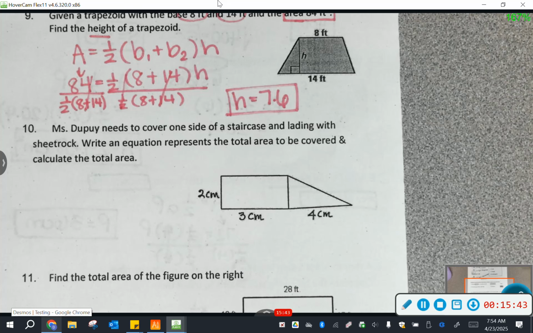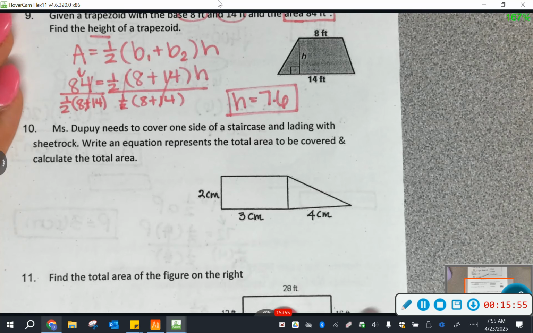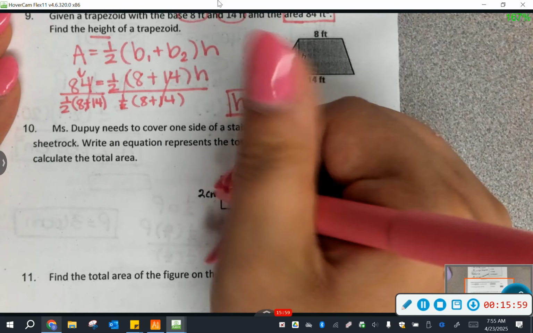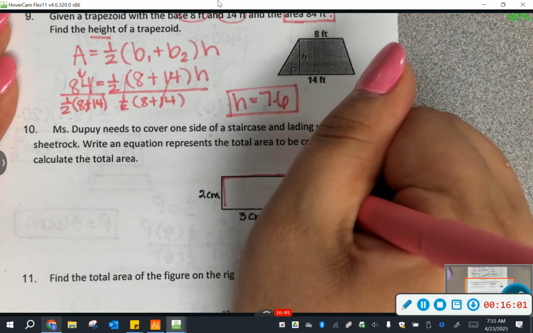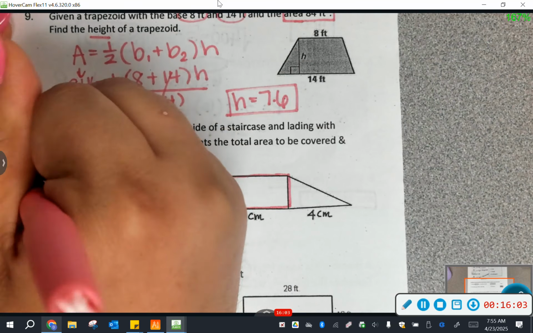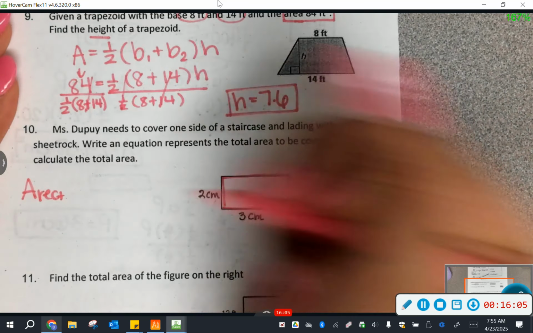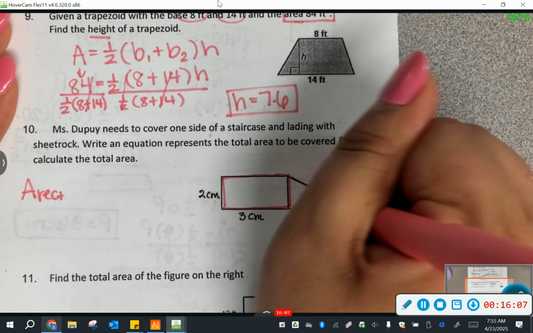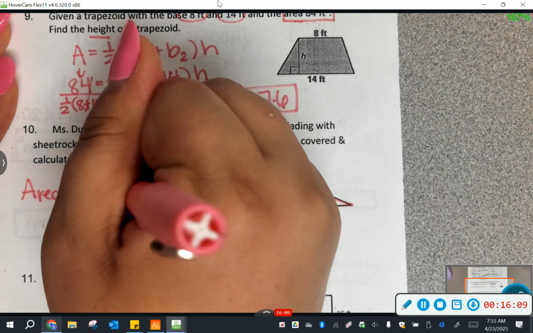Miss Dupuis needs to cover one side of her staircase and landing with sheetrock. Write an equation to represent the total area to be covered and calculate that area. What is she going to do here? What do you see? Do y'all see a rectangle here? So I need to find the area of the rectangle. And you also see the area of the triangle.